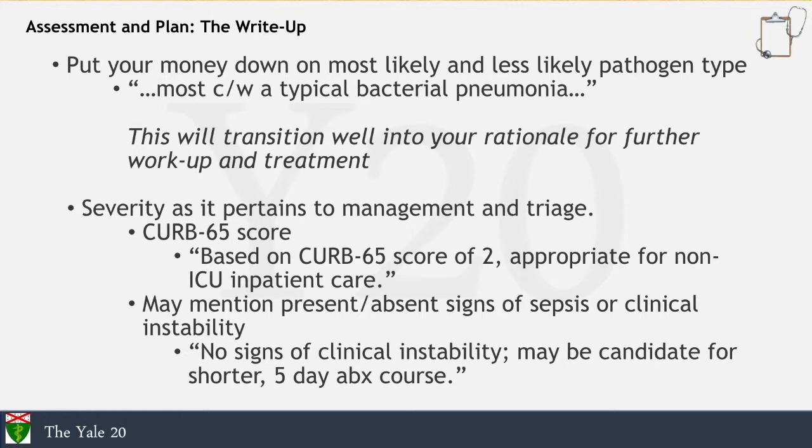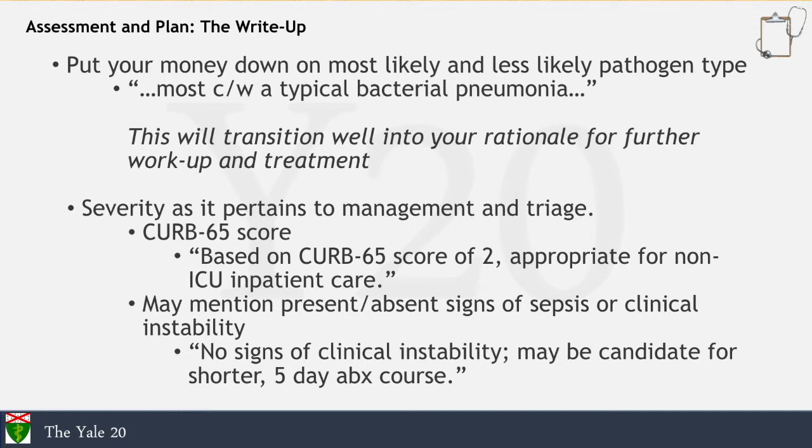And if you are telling them that your patient has had this hacking, dry, nagging cough for 2 weeks that didn't respond to a beta-lactam, well, then maybe you're going to suggest that it's most likely atypical, like mycoplasma. Your thoughts about the organism will nicely transition into your rationale for further workup and treatment, and shows that you really have thought through your case and are thinking beyond just a one-size-fits-all pneumonia treatment plan.